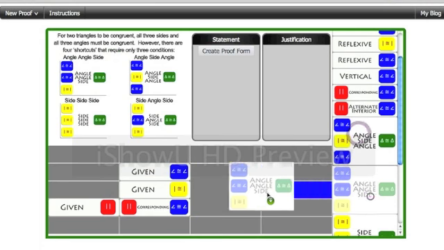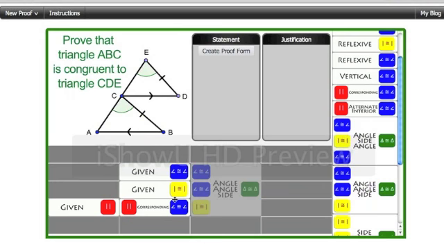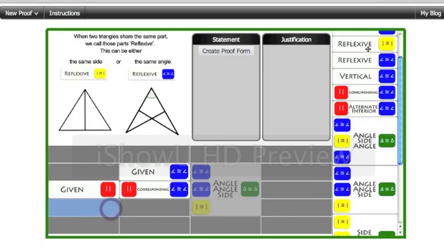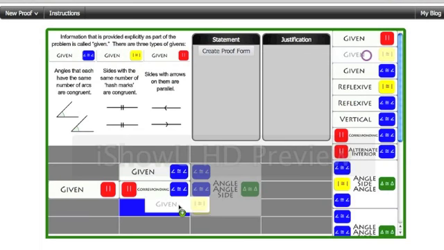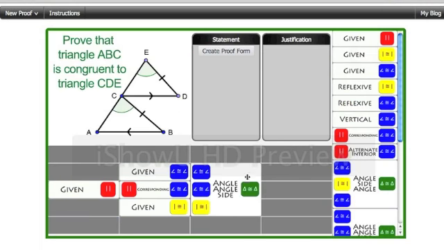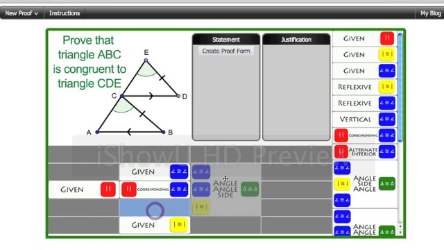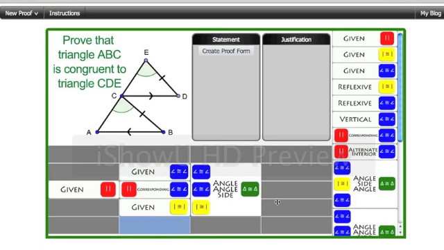So I'll pull my angle, side card over here, and I'm going to try and move my cards around until they match up. Oh, I lost my given side, so I'll have to bring another one. Notice that when I haven't matched up all the color conditions on this card, it turns gray. That means I need to have two angle congruent statements and a side congruent statement matched up to meet the conditions for using angle, side.